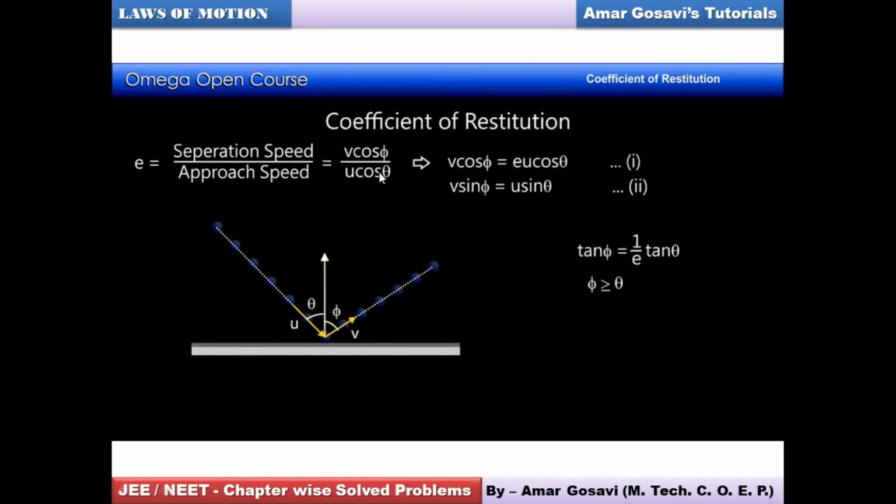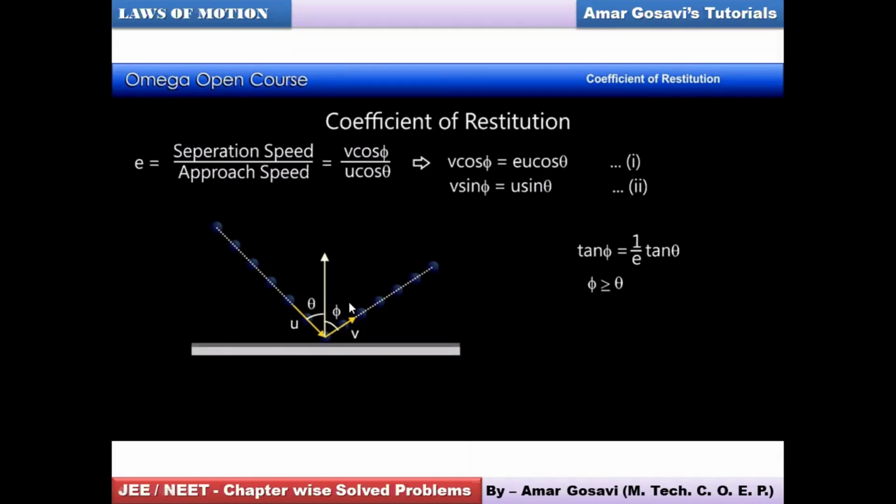Now how do you get this component U cos theta or V cos phi? With the help of resolution of vectors. The component which is connected to the angle will always be a cosine component. That's what we have studied. And the component which is not connected to this angle, say for example this horizontal way, that will be the sine component for V. Similarly, this will be the sine component for U. So based on this, you can see V cos phi will be U cos theta multiplied by E. So I get equation 1 for this.